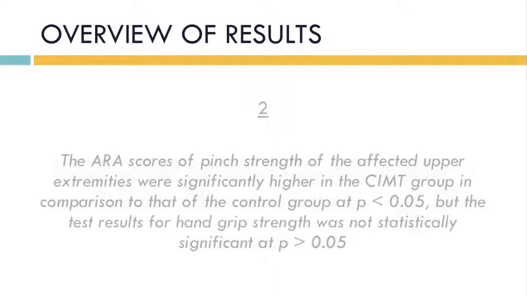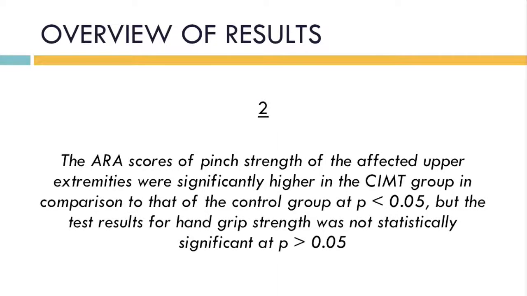For the second study, the ARIS scores of pinch strength of the affected upper extremities were significantly higher in the CIMT group in comparison to that of the control group at a p-value less than 0.05, but the test results for hand grip strength were not statistically significant at a p-value of greater than 0.05.